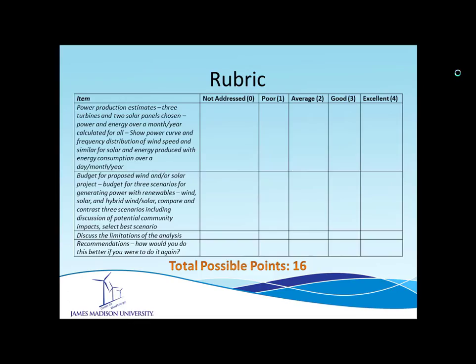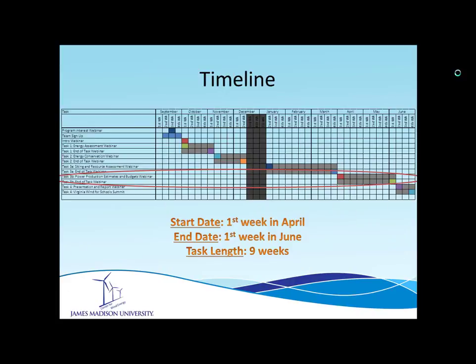Again, a suggested rubric, understanding that we're doing power production estimates for a couple of different scenarios, budgets for a couple of different scenarios, and then discussing the limitations and recommendations. The timeline for this, again, the time of the year is however you want to take that. We were planning this as an April 1st start date, ending in the first week of June, which gives us 9 weeks to complete this part of the task. It is pretty lengthy with the power production estimates and then the budget. So 9 weeks hopefully is appropriate.